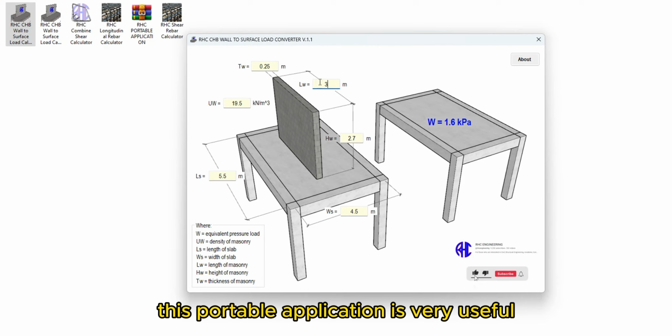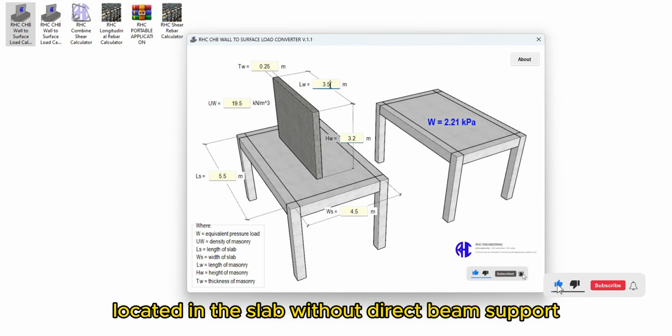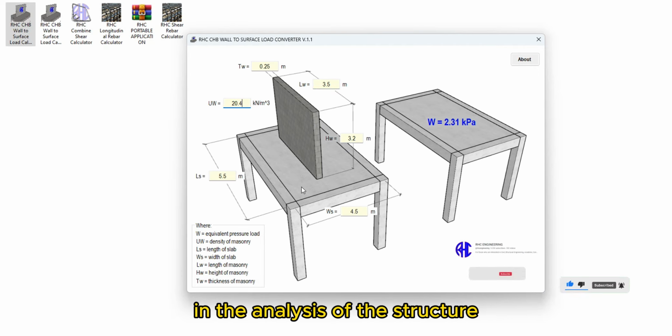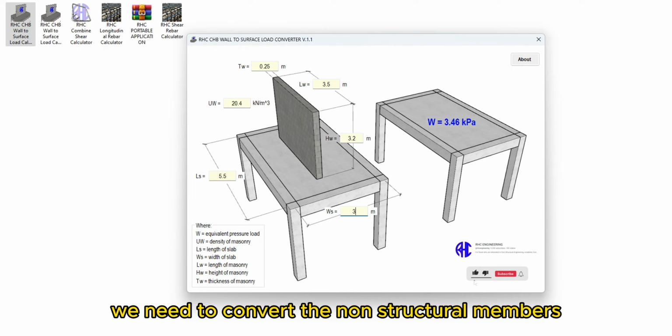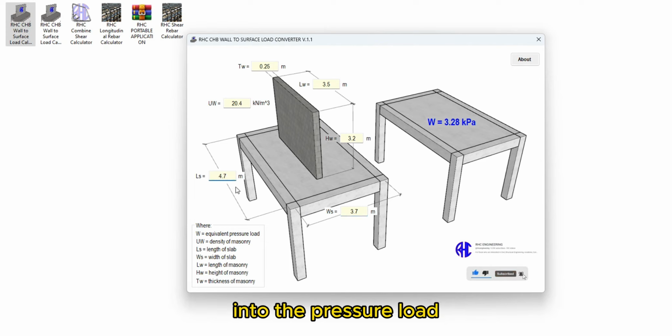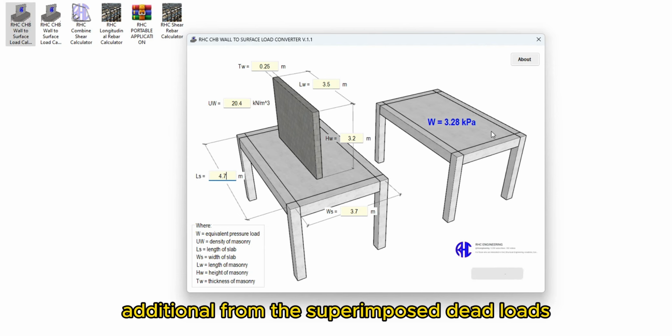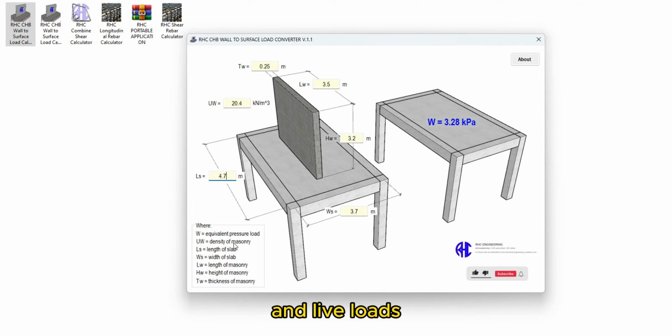This portable application is very useful when there is a partition wall located in the slab without direct beam support. In the analysis of the structure, we need to convert the non-structural members, especially the non-load-bearing wall, into the pressure load. This pressure load will be applied to the slab in addition to the superimposed dead loads and live loads.